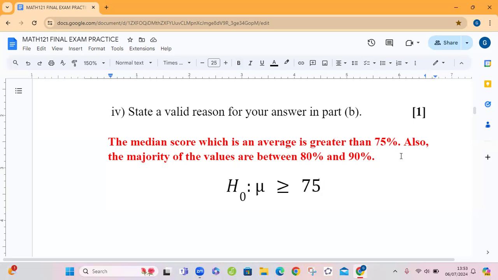Another reason is that the majority of the values are between 80% and 90%. Bear in mind, we got a lower quartile of 80 and an upper quartile of 90. So most of the values are between 80 and 90, which confirms that really and truly the mean appears to be more than 75. Okay, so this null hypothesis must not be rejected for that reason or reasons.